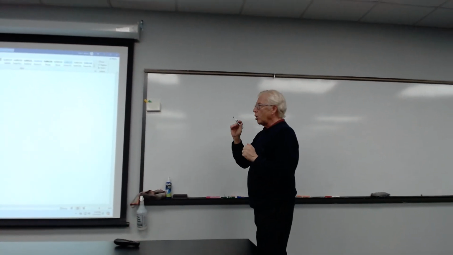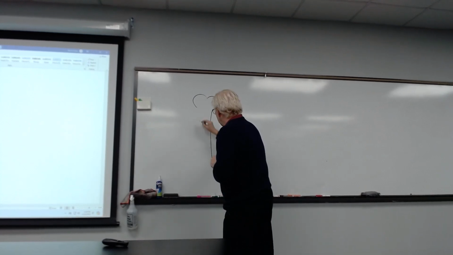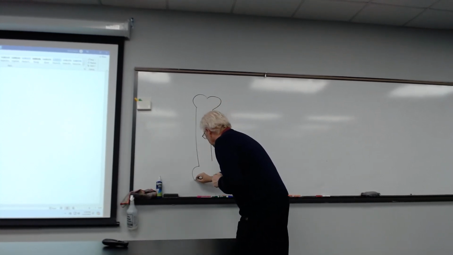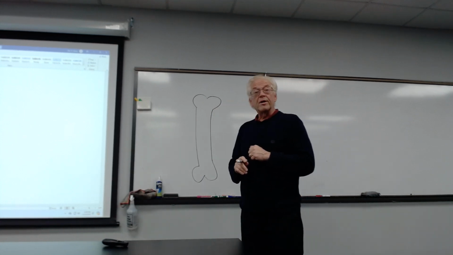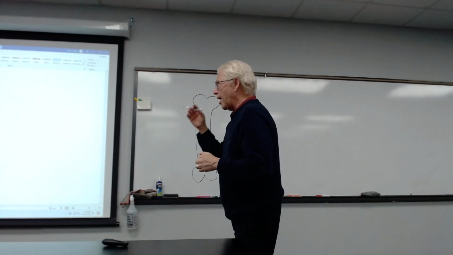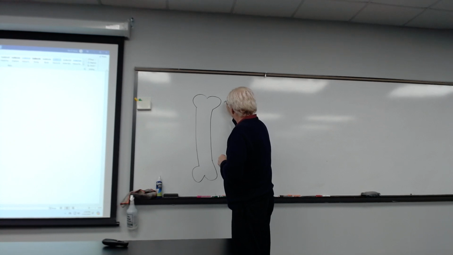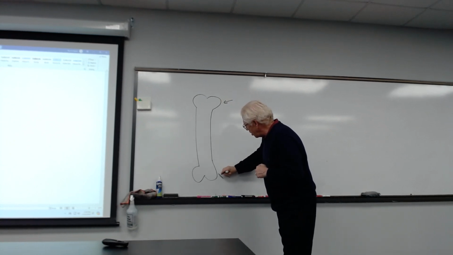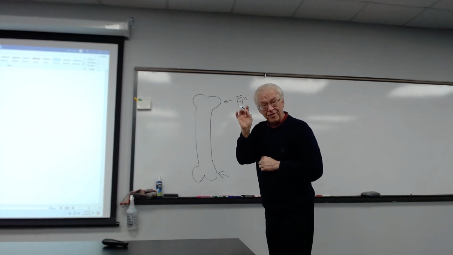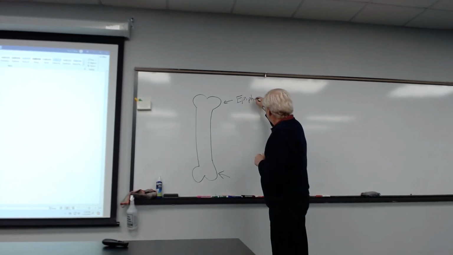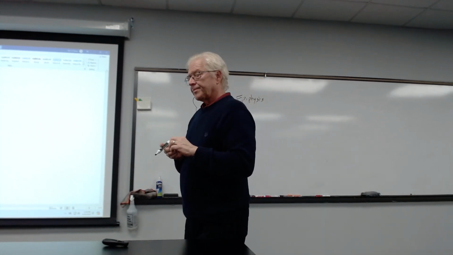This is a typical long bone. Okay. We call it a long bone because it's what? Longer than it is wide. Okay. First word is epiphysis. That's this. The ends of the long bone. What does epi mean? On the top. Okay. Epiphysis. Okay. Epiphysis. 10-4. All right.